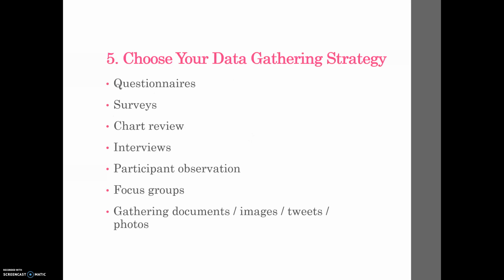So now you've got your method. Now you need to choose your data gathering strategy or strategies. You can use more than one. Some typical quantitative data gathering strategies are questionnaires, surveys, and chart reviews. Interviews are commonly used in qualitative research, when you're asking qualitative questions. So are participant observation, focus groups, and gathering documents, images, tweets, photos, and videos. All of these things are data gathering strategies.